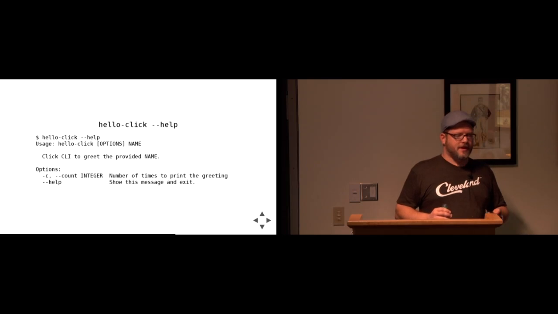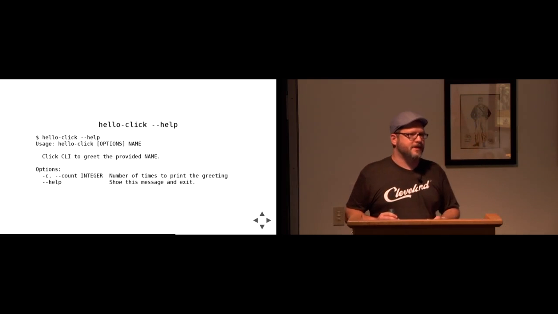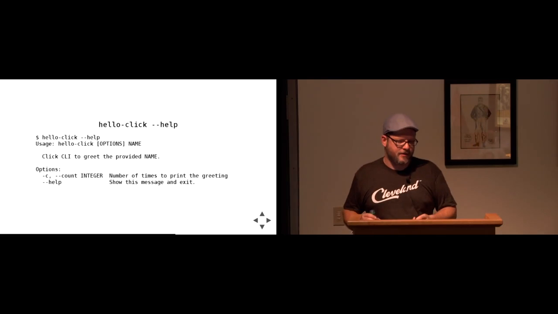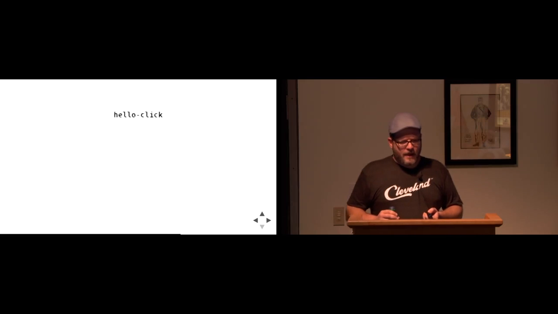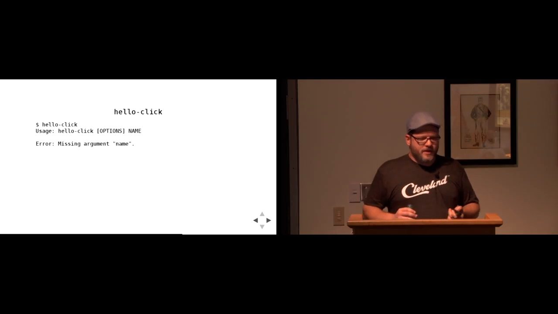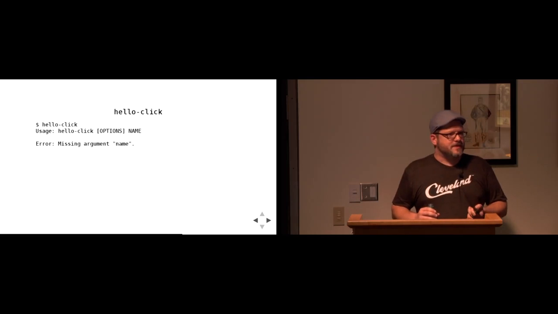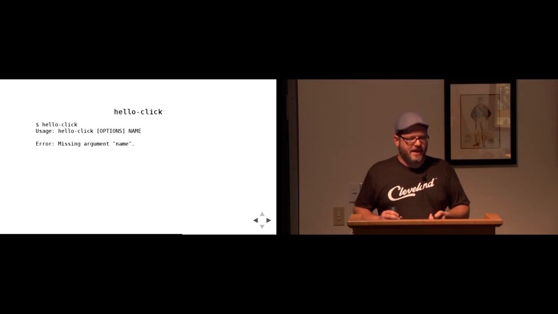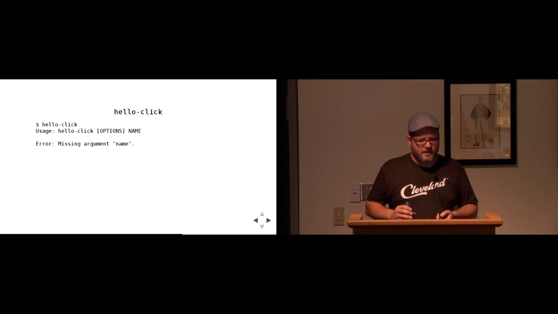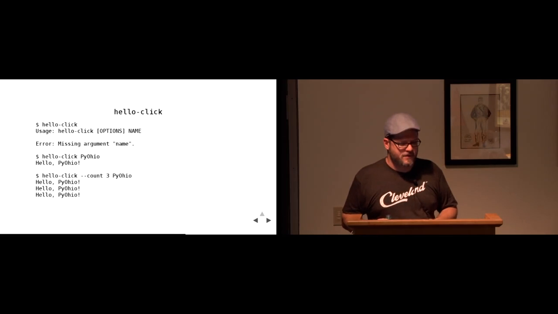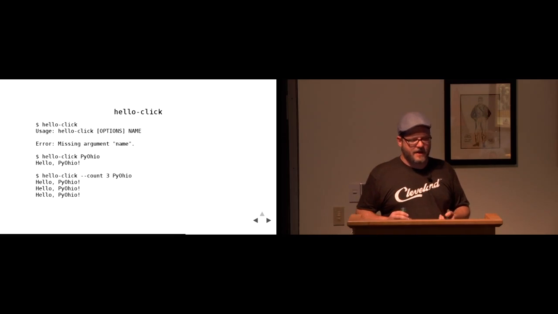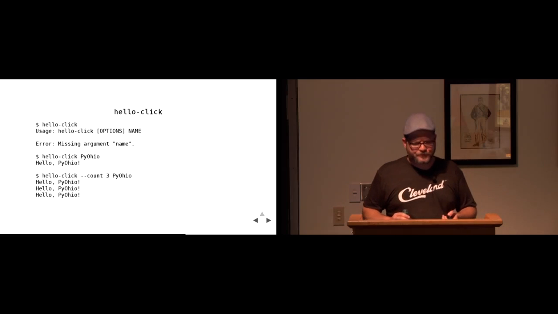So we see we run the program with --help, and it gives us very similar help output. So it generated that automatically again based on how we configured it. And then if we run it on the command line, it does pretty much the same thing, where if we don't pass that required argument, it tells us it's missing. If we run it with the argument, it uses the default count. And if we specify a count, it uses that.